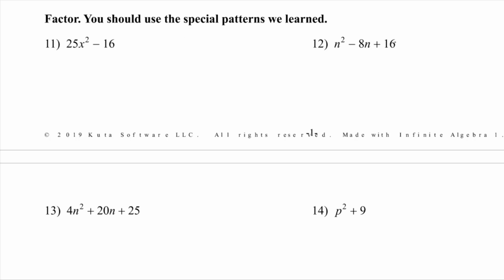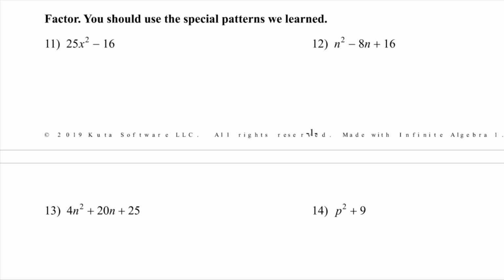25, 16, not the middle term, that won't be a square root, but n squared and 16 have square roots, 4n squared and 25, p squared and 9, they all have square roots. If also we look, none of them have a greatest common factor that we can take out, so we can't do that first. We just need to try to use those patterns. And so the difference in the two patterns is 2 terms splits up into 2 parentheses that are the same other than one being plus and one being minus.